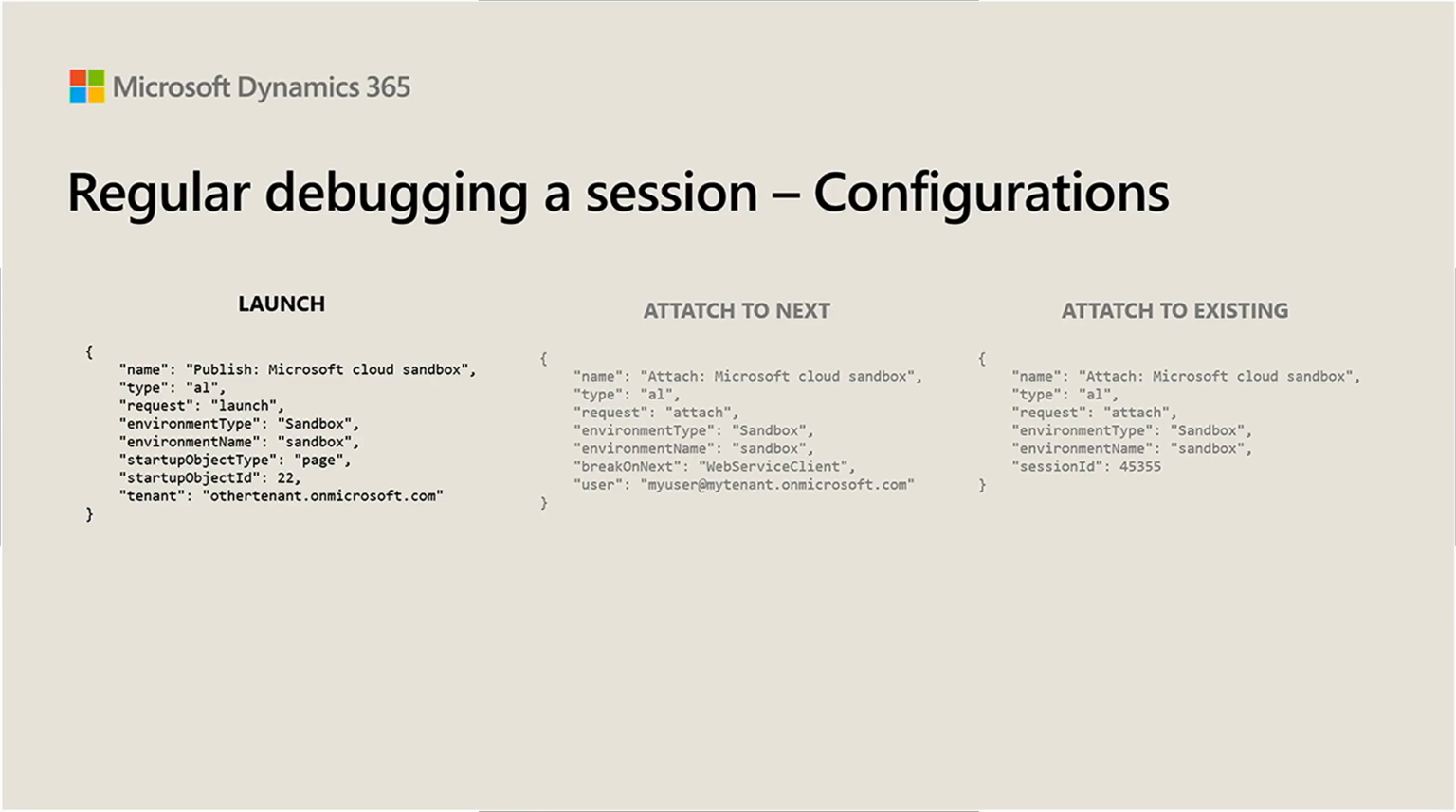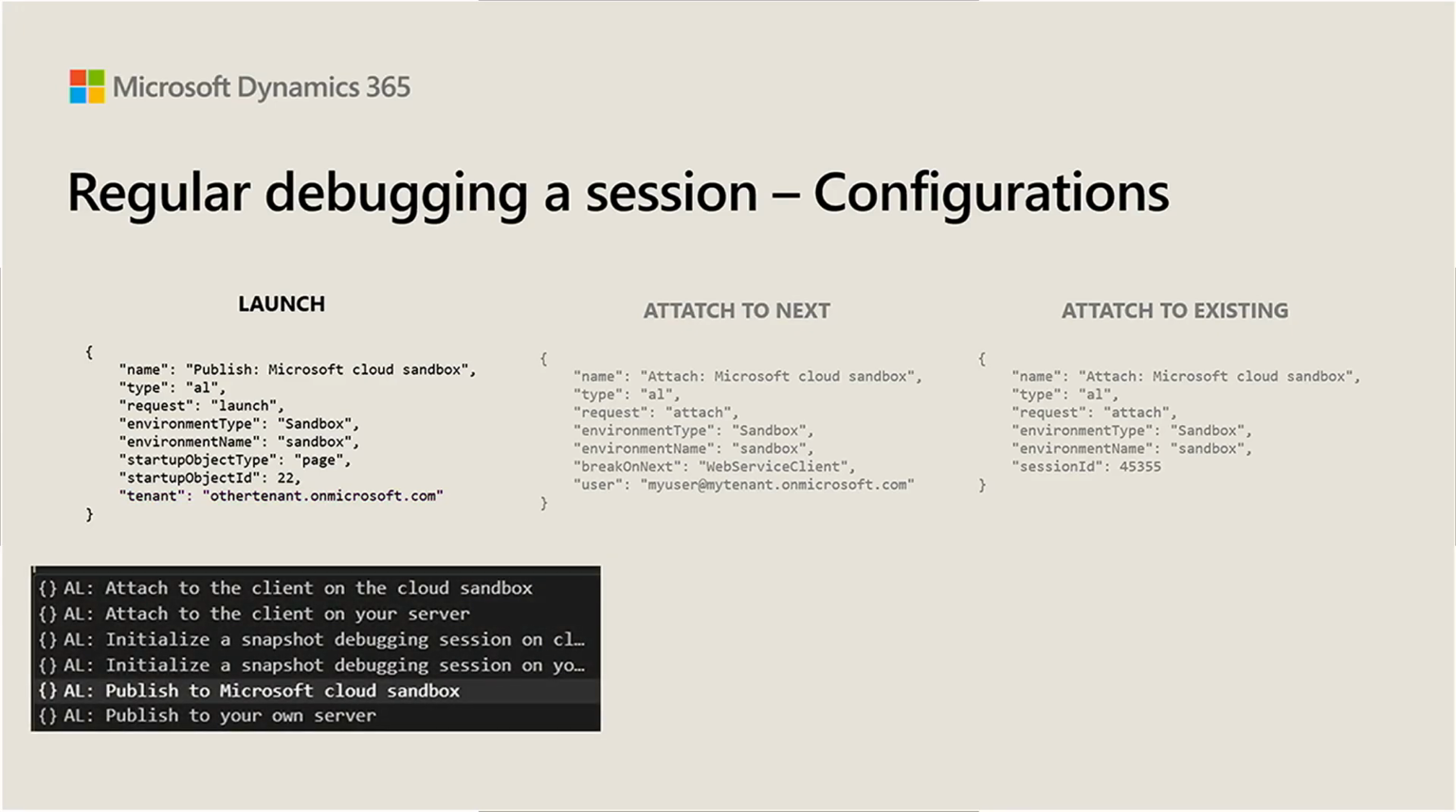Yeah, and how you specify this, you can start this through different configurations in the launch.json file. For launch, it looks something like this. The most important part is that request is set to launch. Then you can specify the startup object type and ID. And also the tenant is quite important. If the tenant is not on your AAD, then you can debug another tenant if you're a delegated admin.